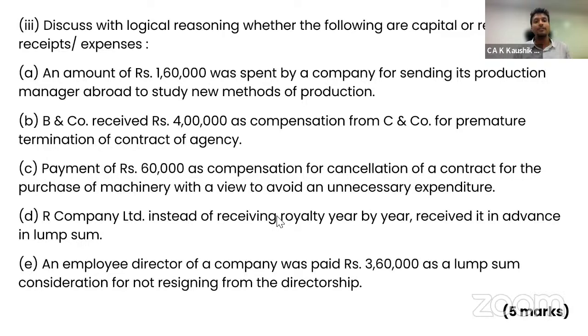B and Co received 4 lakh as compensation from C and Co for premature termination of contract. Any compensation received is a capital receipt and it is considered capital in nature. Payment of rupees 60,000 as compensation for cancellation. Again, capital receipt. You need to categorize it as capital receipt and give the reasoning.